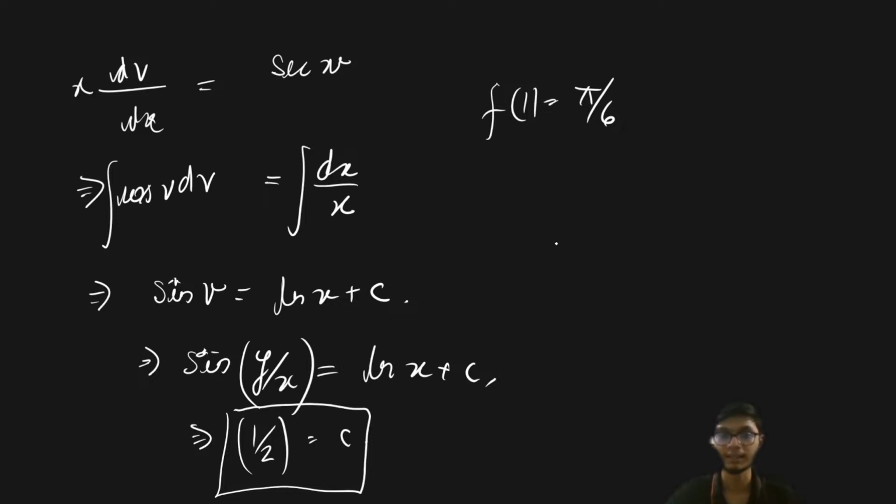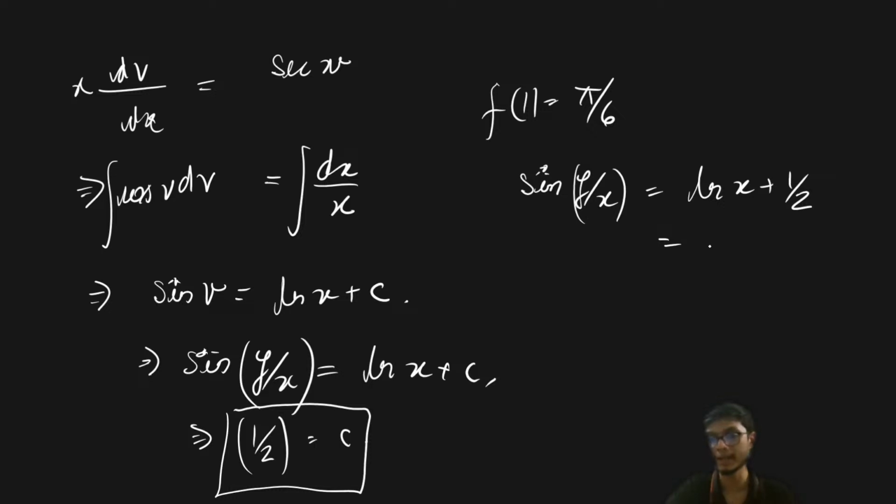So once we have this result, then the solution is basically sine of y by x is equal to natural log of x plus half, right? Which I can combine and write as natural log of x into e to the power half over here, right?